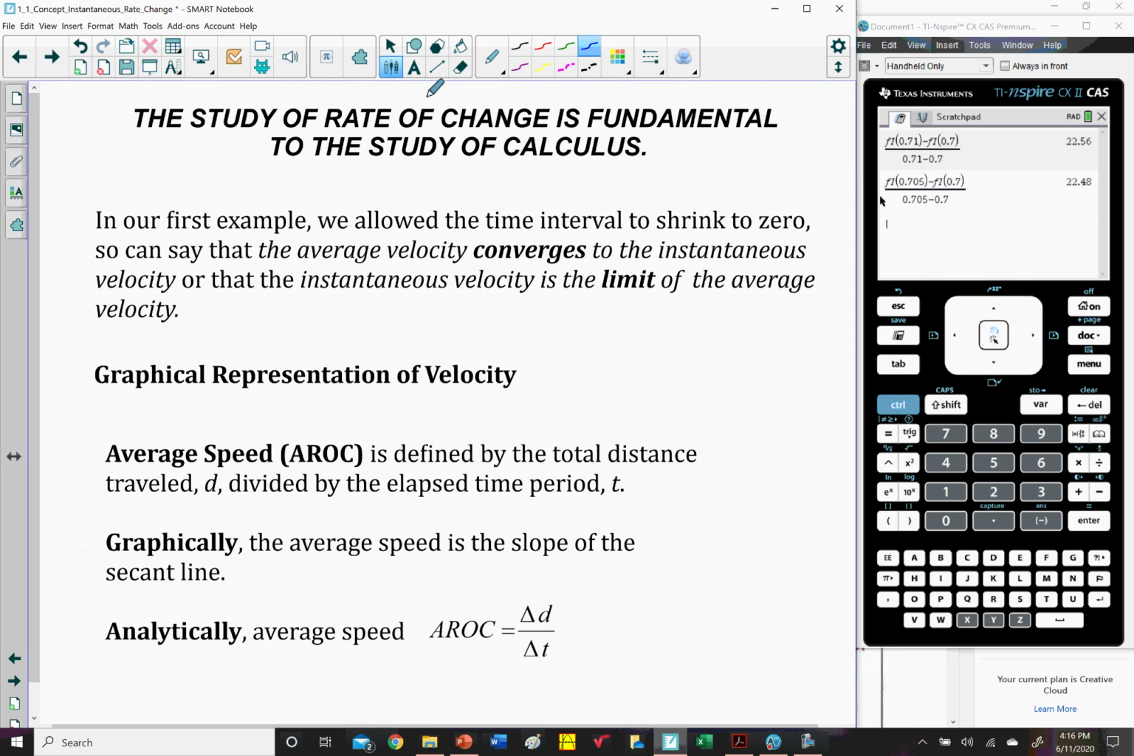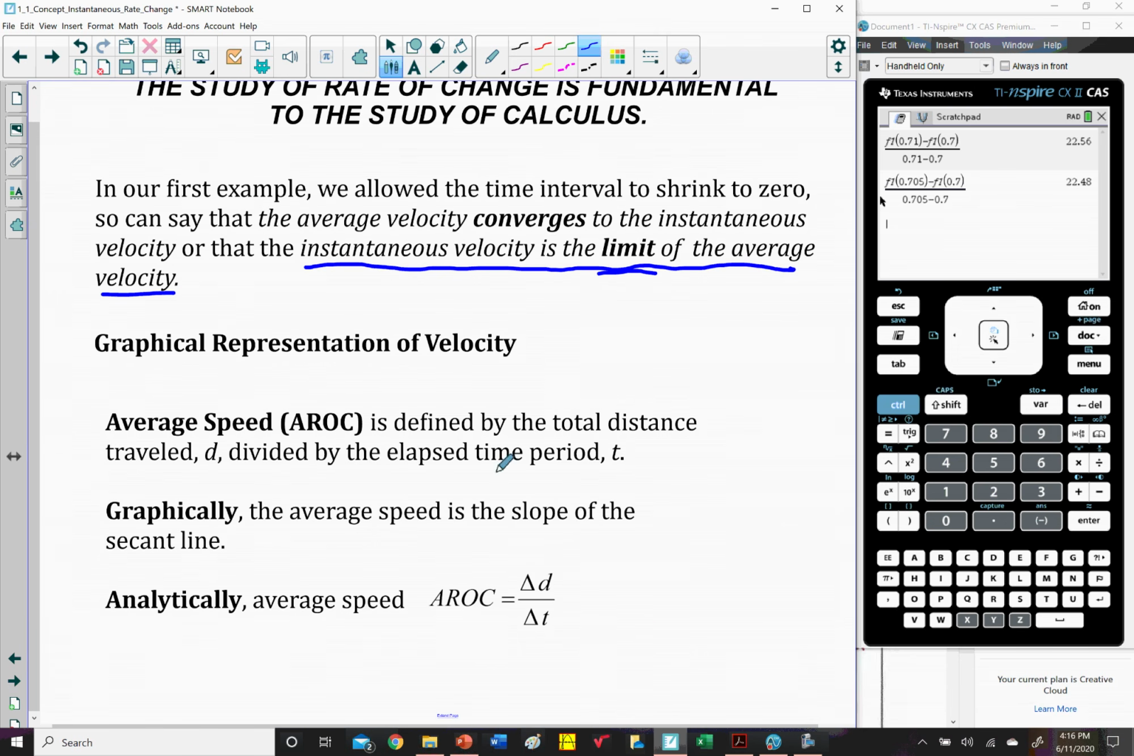Okay, so in calculus, the study of rate of change is a fundamental principle to our study in calculus. In our first example, we let the time interval shrink to 0 so we could see the average velocity converged to the instantaneous velocity, or that the instantaneous velocity is the limit of the average velocity. Limit's going to be a word you're going to love. So graphically speaking, the average speed or average rate of change is defined by the total distance traveled divided by the elapsed time period. And here you can see that symbolically again.